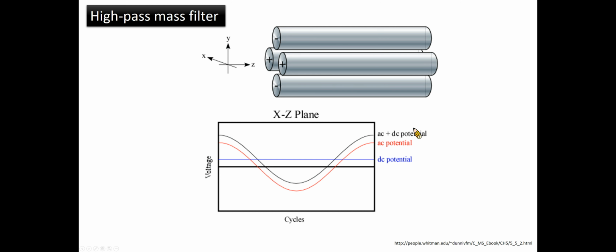To understand the function of each pair, consider the rods in the XZ plane in isolation. For now, imagine that only an AC potential is applied on the rods. Half the time, when the potential was positive, ions would be repelled by the rod charge and would consequently move toward the center of the rods.